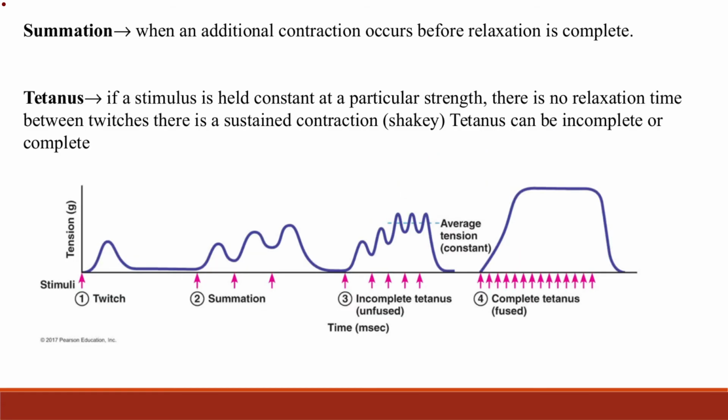So this represents my muscle twitch. Summation: before I can get full relaxation, I stimulate it again, and then I get a stronger contraction. Incomplete tetanus: I'm stimulating it very quickly, and I'm getting to the point where I'm maxed out, but it's not fully maxed out. When I want to max it out, I have a complete fusion of all of the contractions because I don't let up on the stimulus. There's no delay between each stimulus. And so then I end up with this maximum contraction that's sustained but weak.